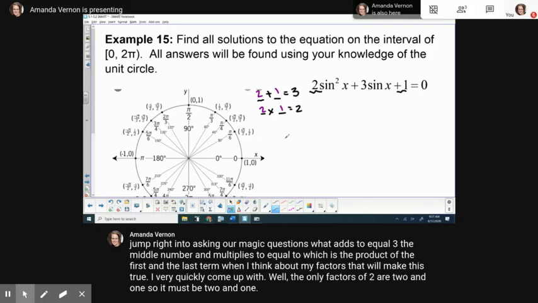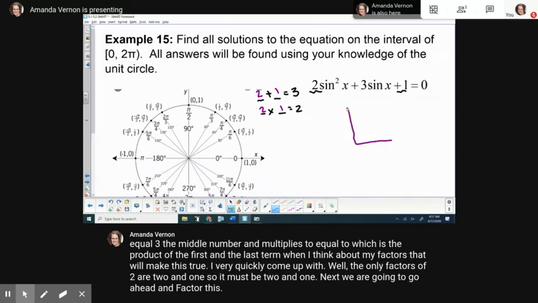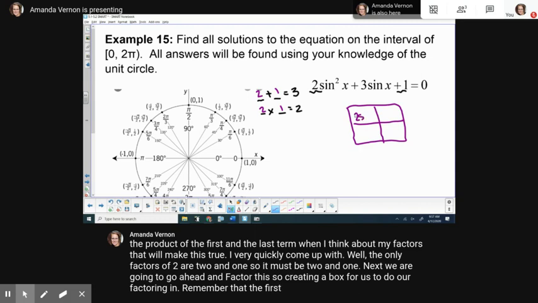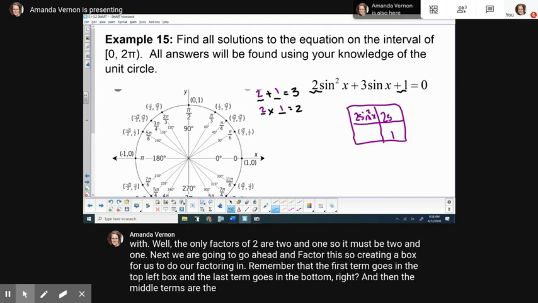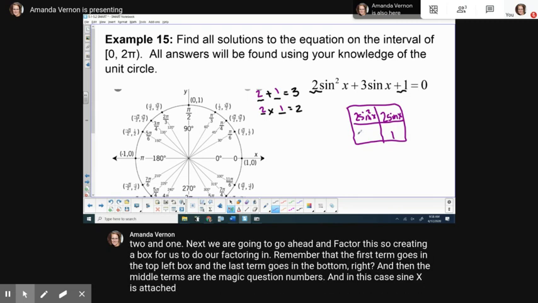Next, we are going to go ahead and factor this. So creating a box for us to do our factoring in. Remember that the first term goes in the top left box and the last term goes in the bottom right. And then the middle terms are the magic question numbers. And in this case, sine x is attached because that's the middle term. So we have 2 sine x and 1 sine x.